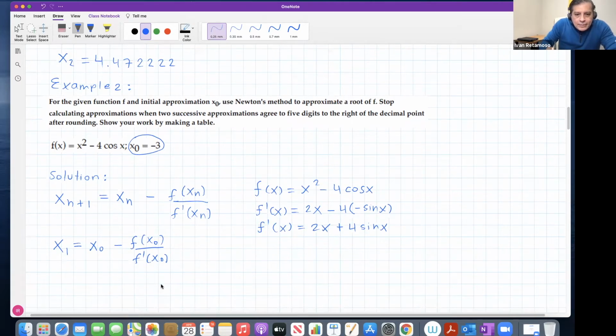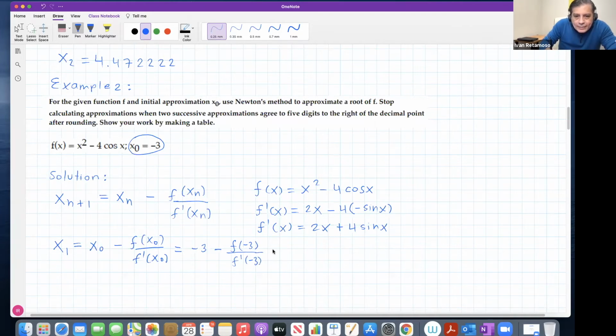Okay, so let's do that together. So this will become x0, but x0 is negative 3. Negative 3 plus minus, let's be careful here, minus the evaluation of the function at negative 3, divided by the derivative at negative 3. This is what we're going to do.